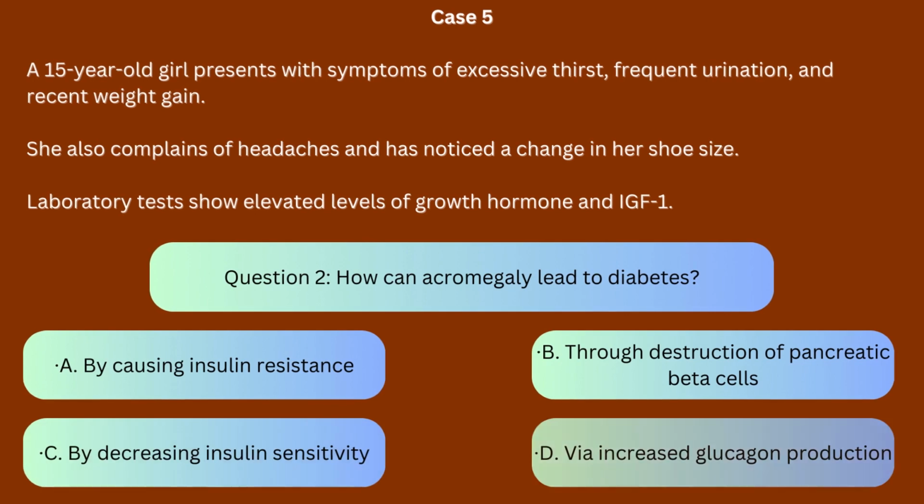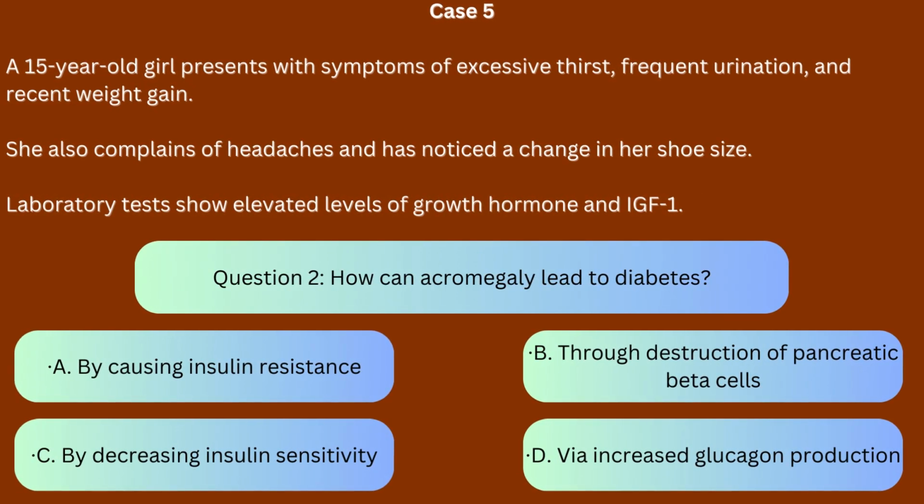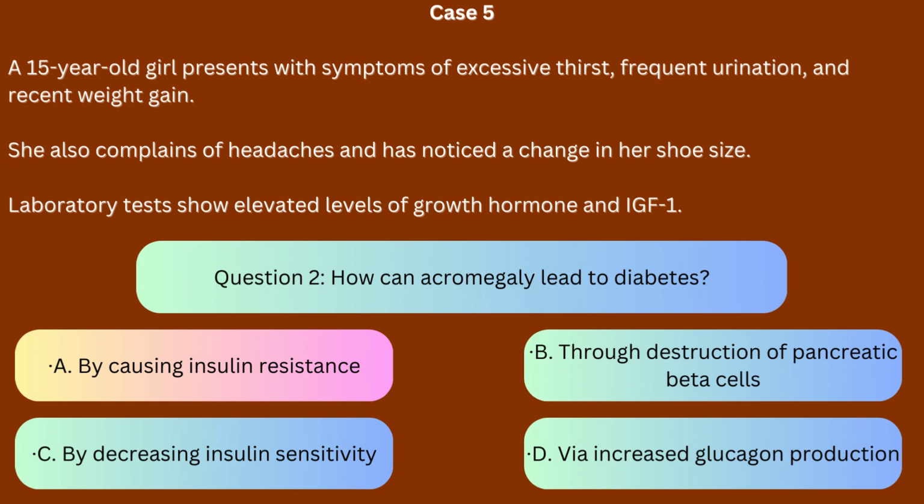Question number 2. How can acromegaly lead to diabetes? A. By causing insulin resistance. B. Through destruction of pancreatic beta cells. C. By decreasing insulin sensitivity. D. Via increased glucagon production. The correct answer is A. Acromegaly can lead to diabetes primarily through causing insulin resistance. The excessive growth hormone interferes with the action of insulin, making it difficult for the body to use glucose efficiently.